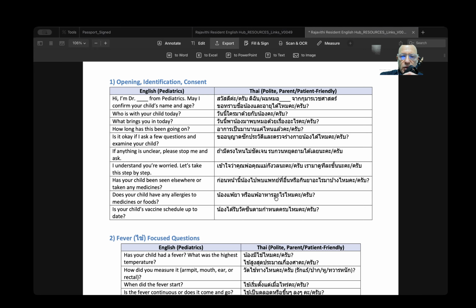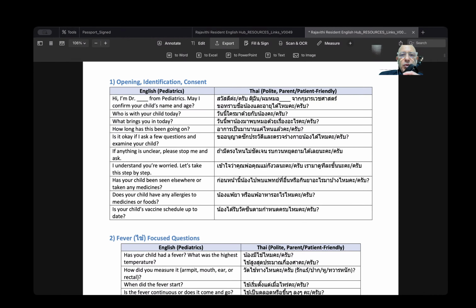Let me double check my screen. Yeah, I'll adjust my screen here. Okay, let's continue.